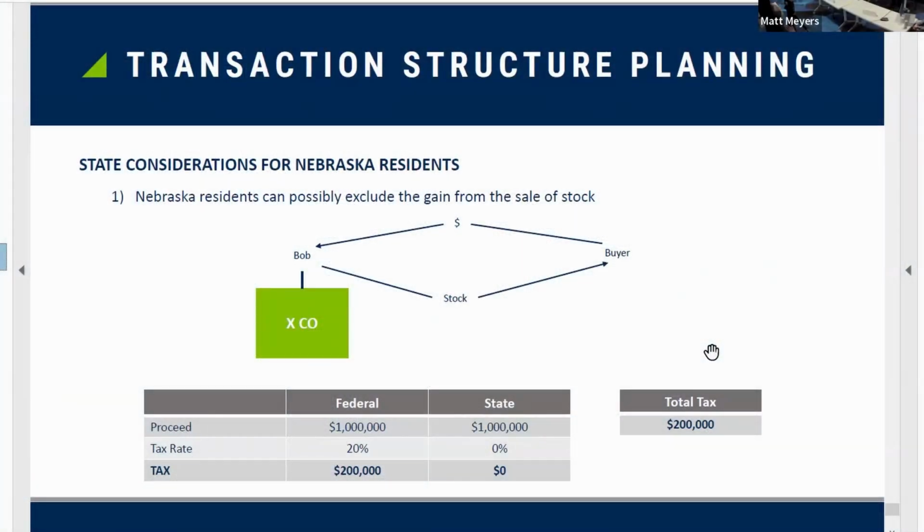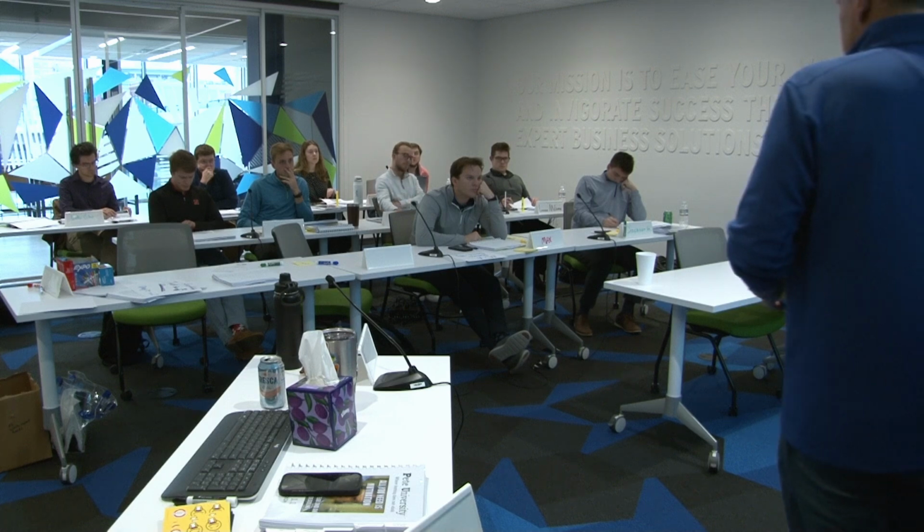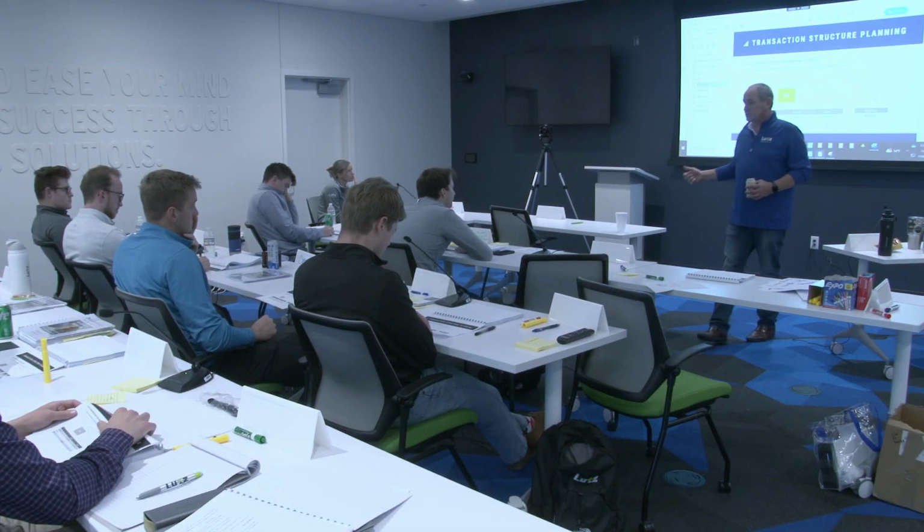All right. Okay, so Nebraska residents can possibly exclude the gain from a stock sale. If Bob sells his shares to buyer, Bob possibly, and Bob's active, could have $1 million of income for federal, 20% tax rate, pay $200,000. Bob, for state purposes, has $1 million of income, 0% tax rate, pay no state tax. So he pays $200,000. If you can meet certain definitions, you can exclude the gain from the sale of your stock in Nebraska if you meet certain definitions.